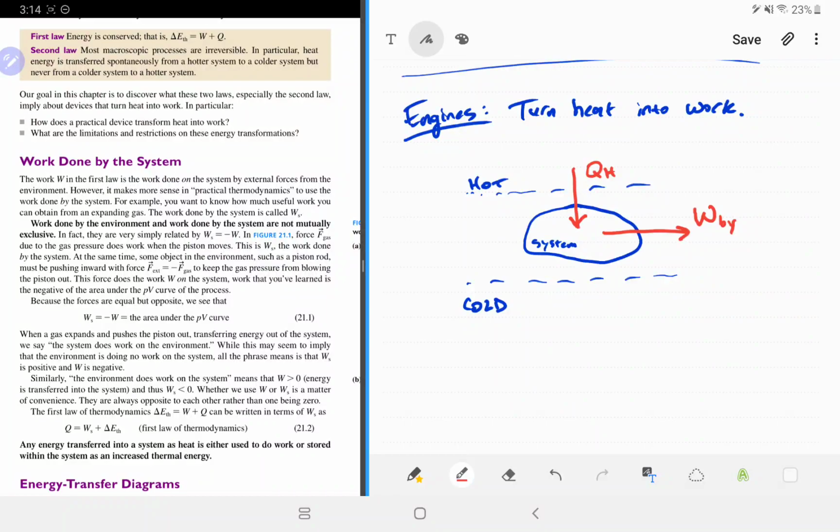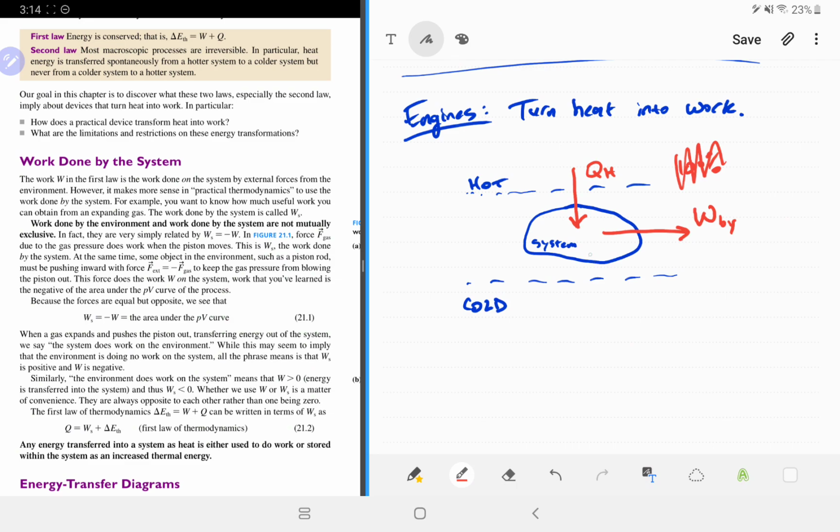See how energy is leaving the system, and that's why it's work done by the system and not work done on the system. So the goal here is to turn 100% of the QH thermal energy into work done by the system. It turns out, though, that that's impossible. You can't turn it 100% into work. We'll explore why that is throughout the chapter.